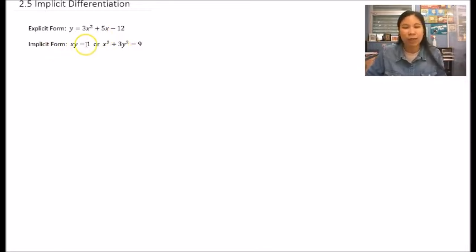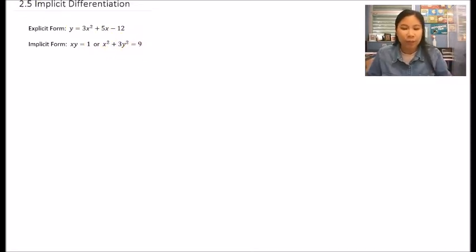Like this first one, xy equals 1. Yeah, we could just divide both sides by x. Or we could just find the derivative as is, like this. Depending on the equation, sometimes it's easier to change things around so that it's more in the form that we like. Sometimes it's easier, like for this one, x squared plus 3y squared equals 9. It would be really difficult to make it look like explicit form by solving for y by itself and then finding the derivative from that. So this is a case where let's just do it in implicit form.